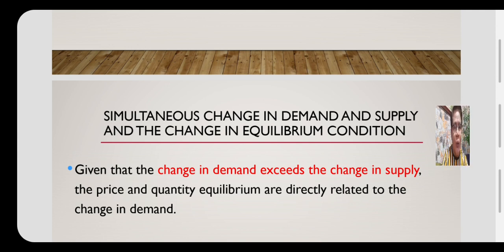Specifically, we have established that the relationship between the change in demand and price equilibrium are directly related. The change in demand and quantity equilibrium are also directly related. The change in supply and quantity equilibrium are also directly related. But what is inverse in relationship are the change in supply and price equilibrium.